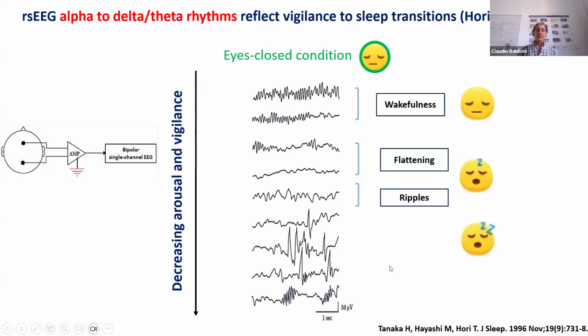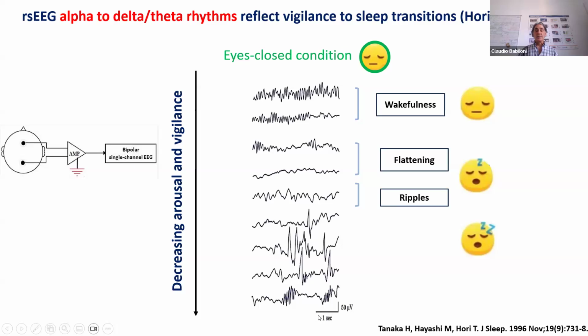Some years after these fundamental discoveries on the human EEG, another smart scientist, Professor Hori from Japan, could show the fine changes in amplitude and frequency of ongoing EEG activity during the transition from the eyes closed condition, quiet wakefulness, and you see in the top of the picture the ample alpha rhythms.